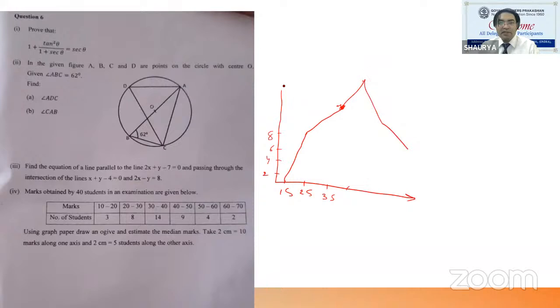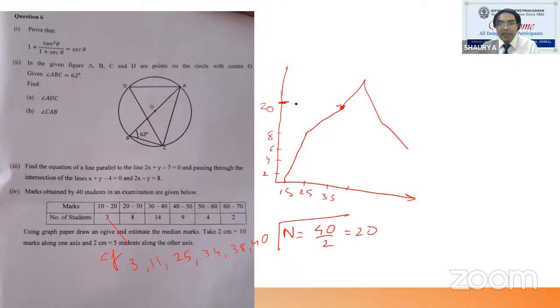First thing we'll do is make a table for cumulative frequencies. So it will be 3, 3 plus 8 is 11, plus 14 is 25, plus 9 is 34, plus 4 is 38, plus 2 is 40. Basically, I needed the value of n, as in the theoretical way, to calculate the median. It's 40. So n upon 2 is 20.